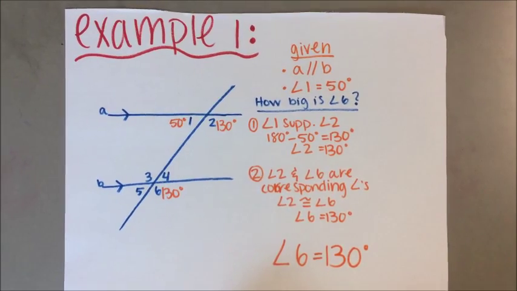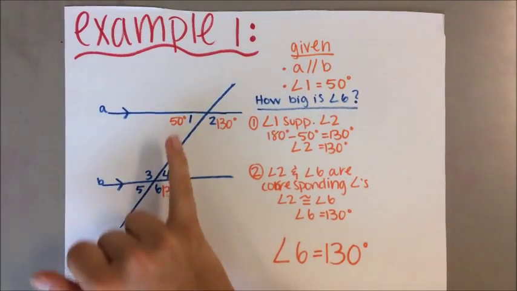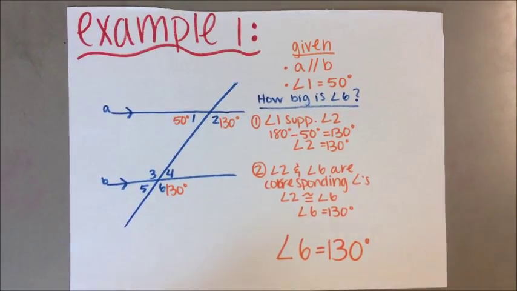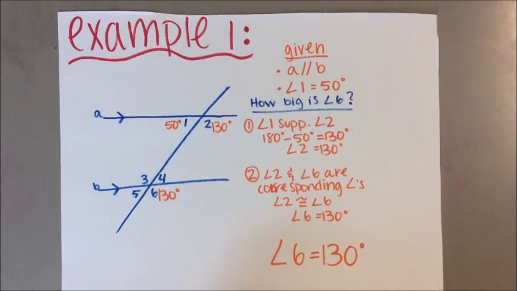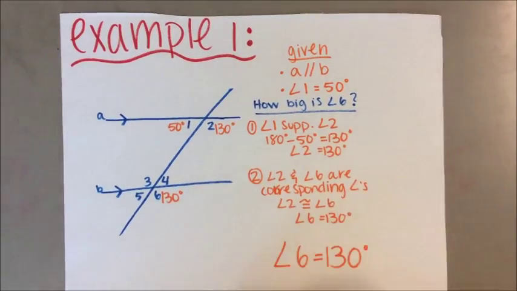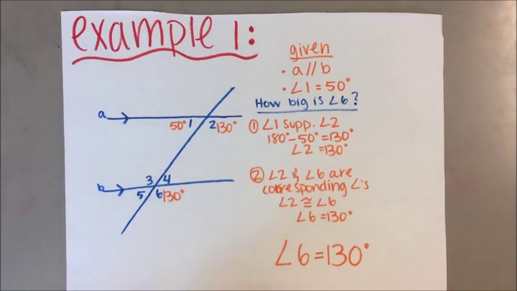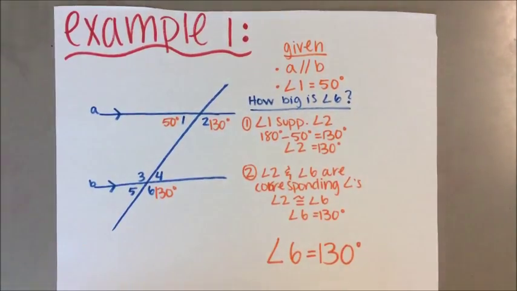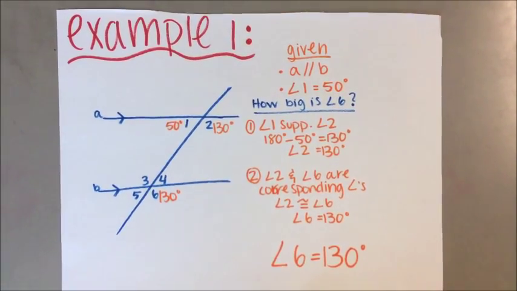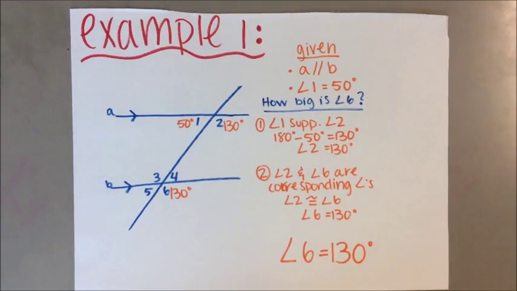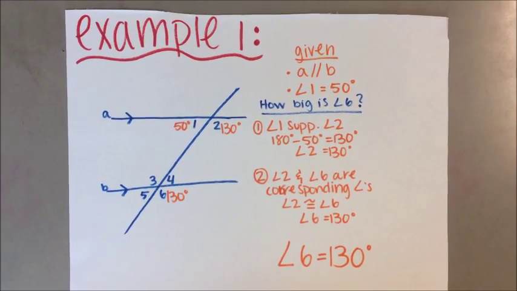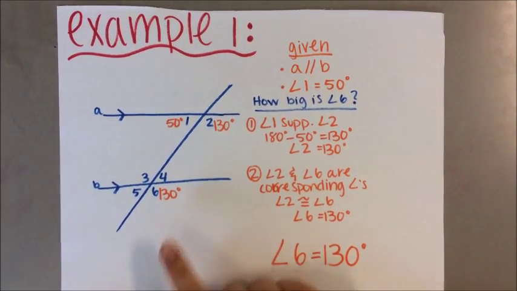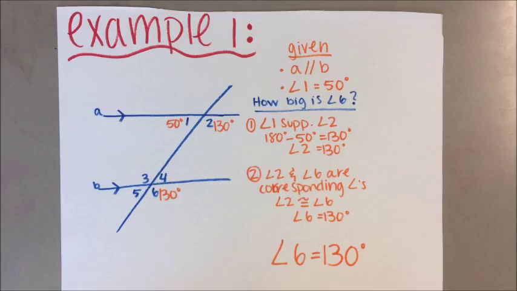So if we start with angle 1, we know that angle 1 is 50 degrees and it is supplementary to angle 2. We know this because they are a linear pair. So we take 180 degrees and subtract 50 degrees to get angle 2. Therefore, angle 2 is equal to 130 degrees. Then we also know that angle 2 and angle 6 are corresponding angles, which means they are congruent. Therefore, angle 6 is equal to 130 degrees.